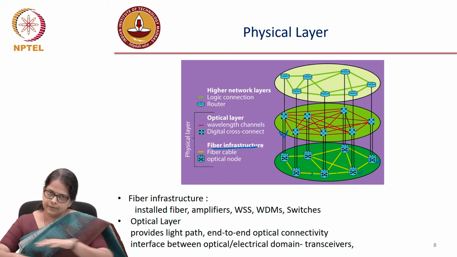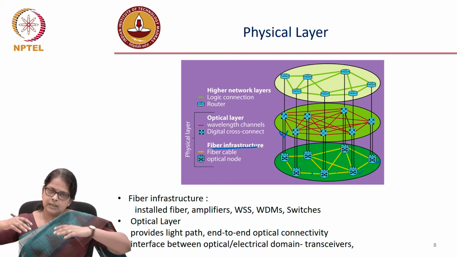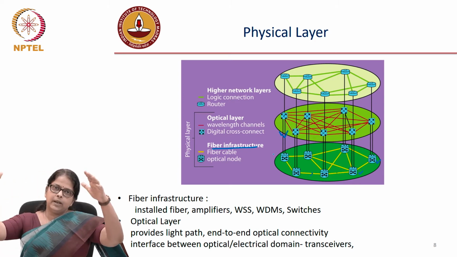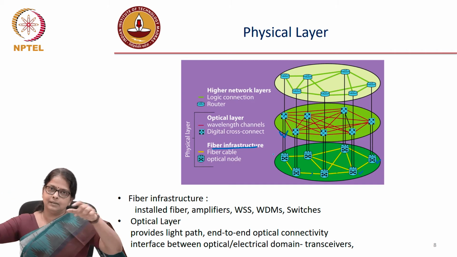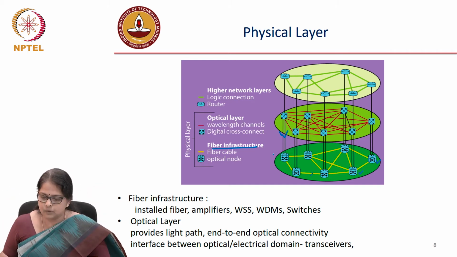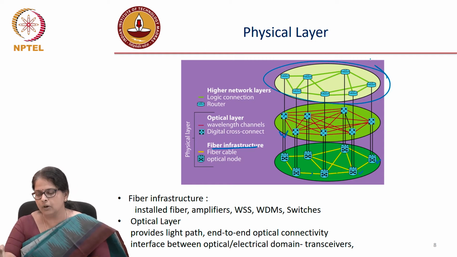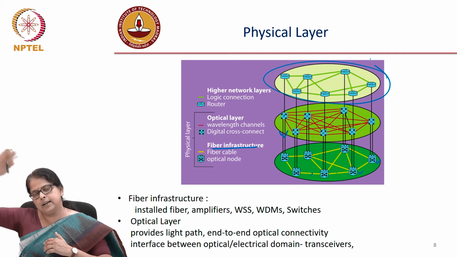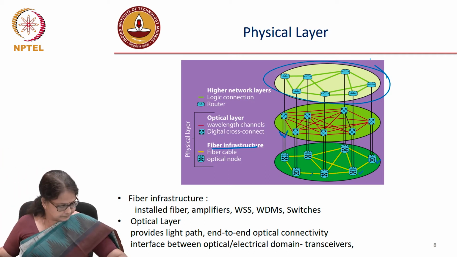So one is the physical fiber infrastructure. Just above that is where your O2E converters are sitting, and that's where your path, the wavelength and the path gets decided. So all these transceivers are sitting in the optical layer. And above that is, of course, all your other layers which are riding on the data link layer and which are riding on the software.